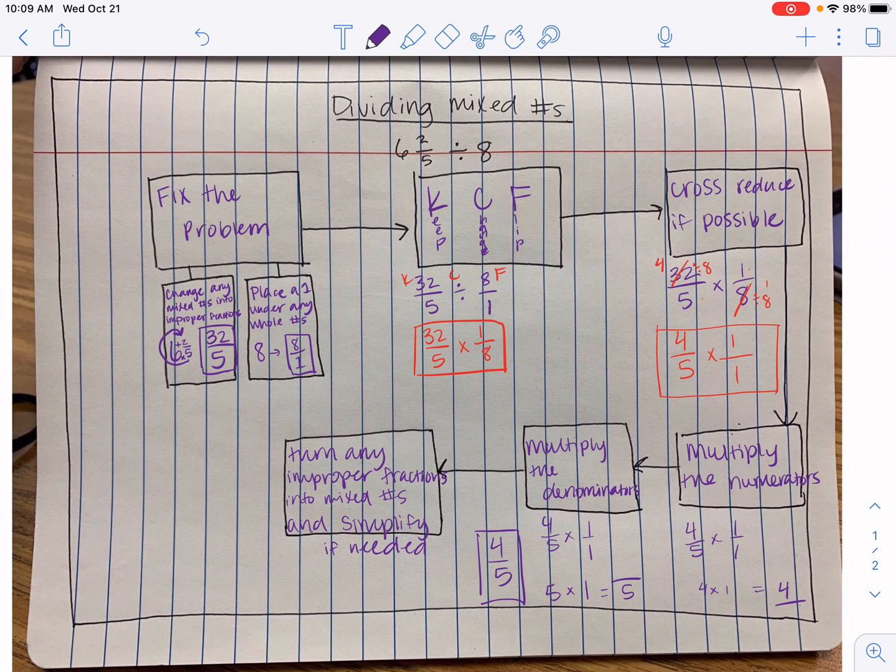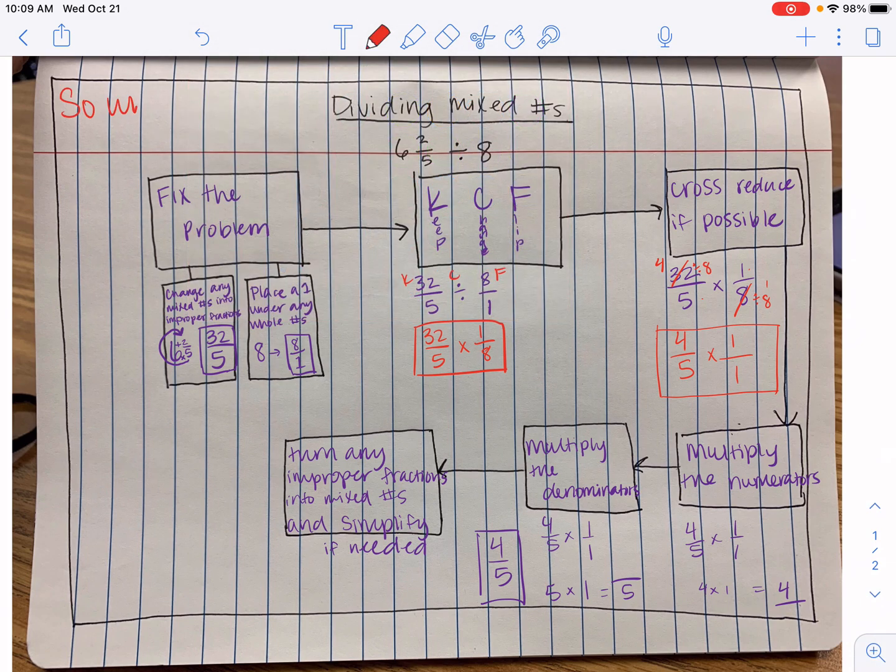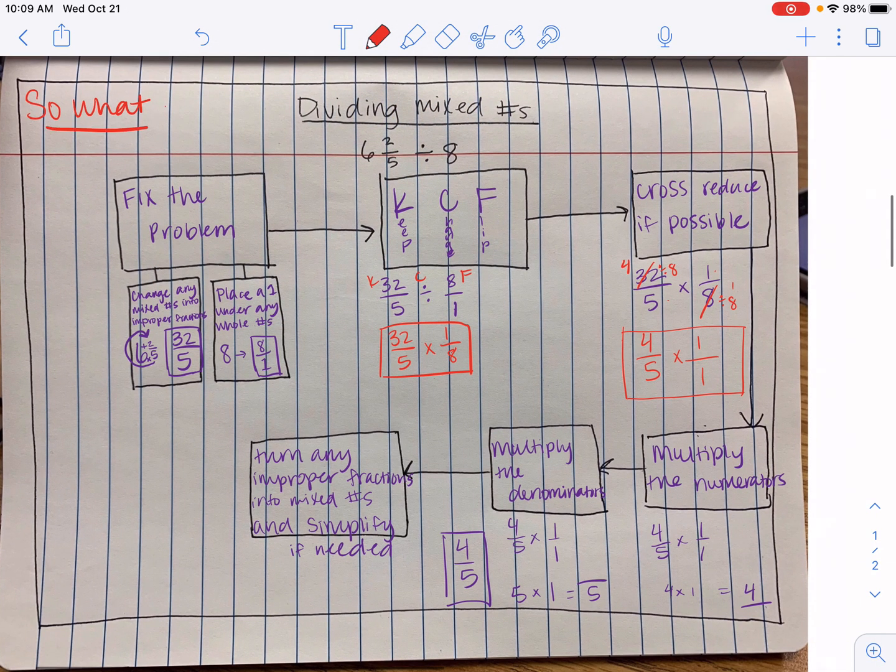So I would like for you to come up with your own so what. Remember, your so what is a summary. You're telling me what we just did. Use a complete sentence. Do not start the sentence with the word so. You can tell me a summary. You can tell me what we learned.